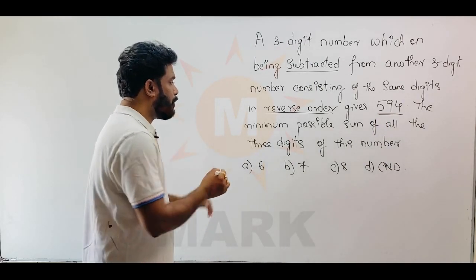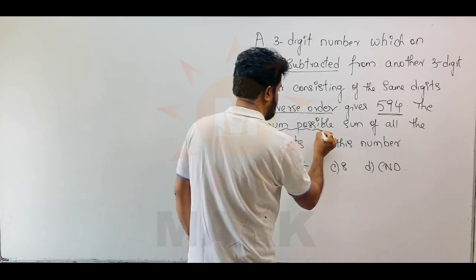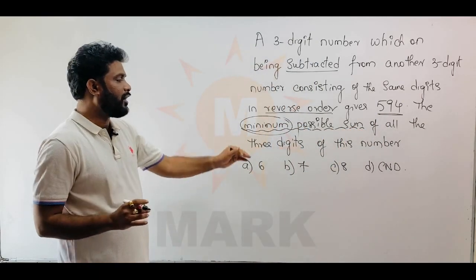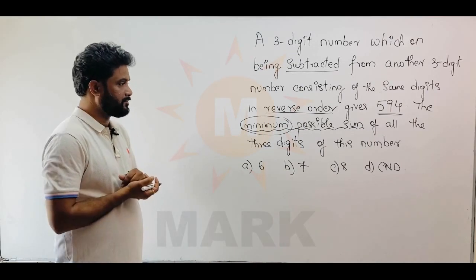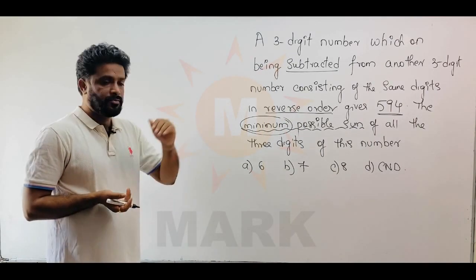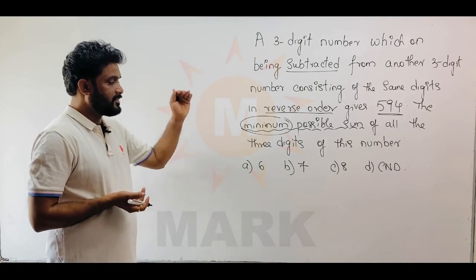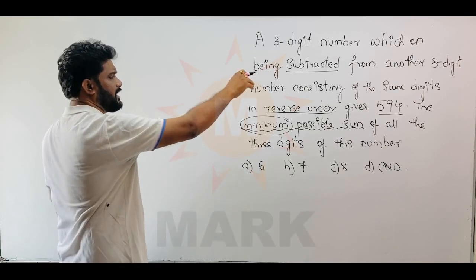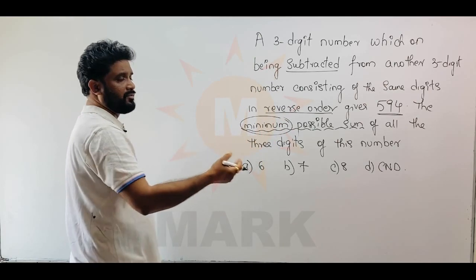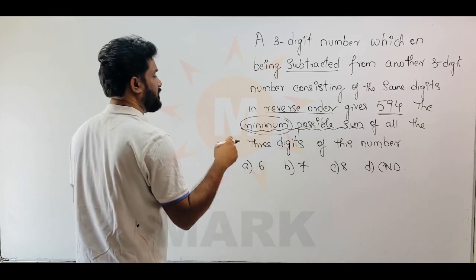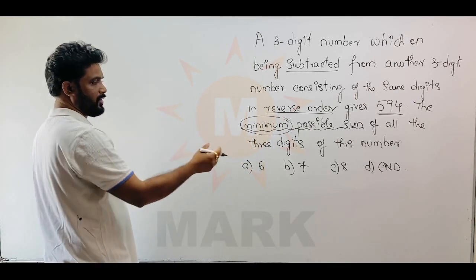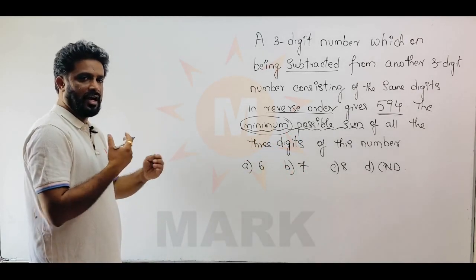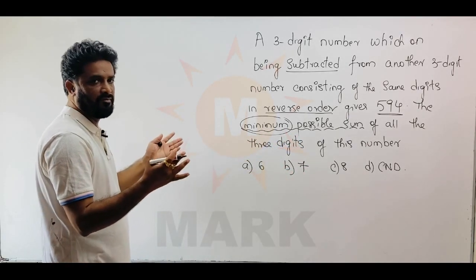The minimum possible sum, this is very important, the minimum possible sum of all the 3-digit numbers of this number. There are 4 options: 6, 7, 8, cannot be determined. Very simple. The subject may refer to the reversal number. He is asking on a whole for the sum of the 3-digit numbers, so whether it is reversed or the actual number doesn't matter, because finally the sum will be the same.